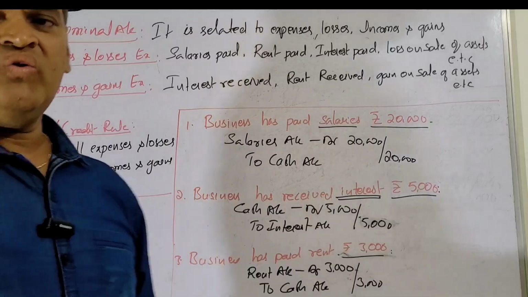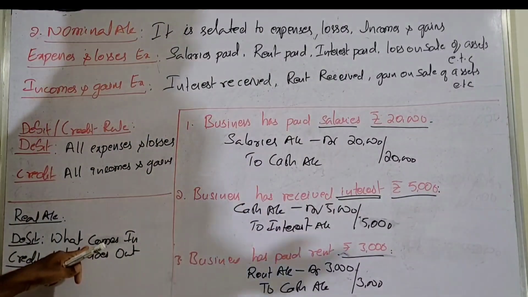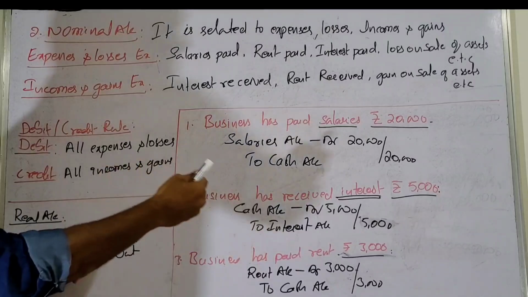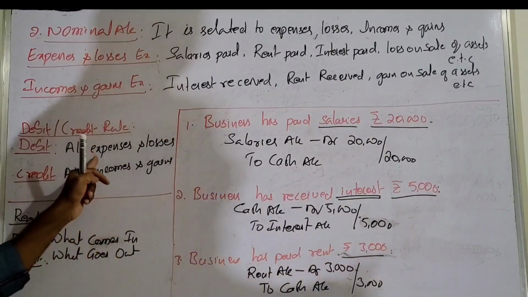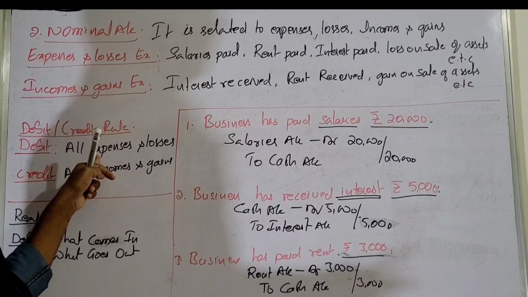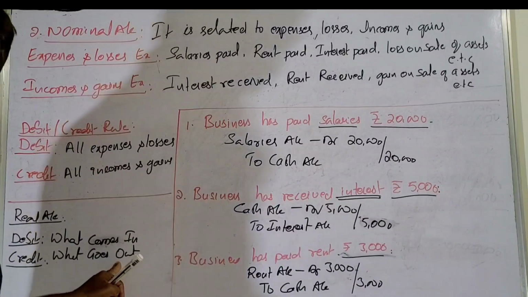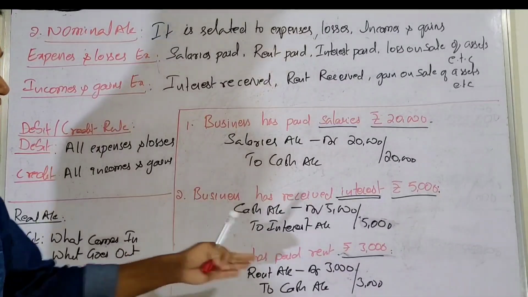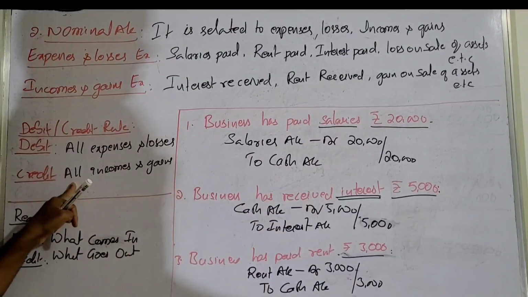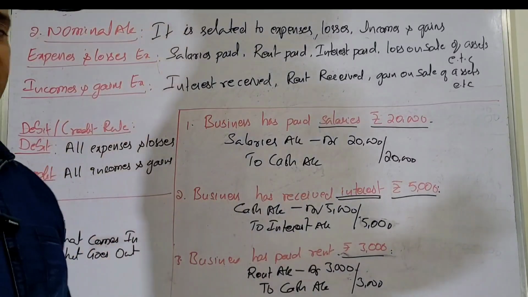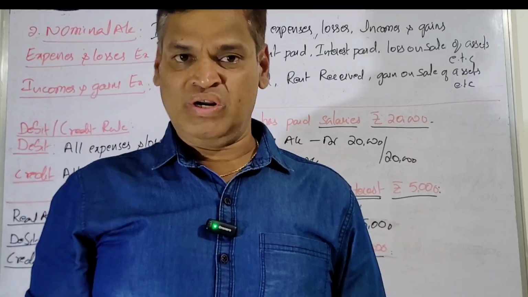So what we can conclude: for every debit and every credit, first we have to check according to real account. If you are getting an answer here, we can write it on the debit. If you are not getting an answer, we have to check according to nominal account. For every credit, we have to check according to real account. If you are getting an answer here, you can write it down. Otherwise, we have to check according to nominal account credit. If you do it like this, you will not get confused and you will be able to write accurately.